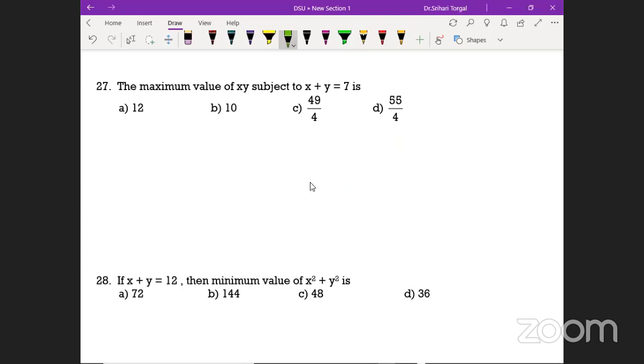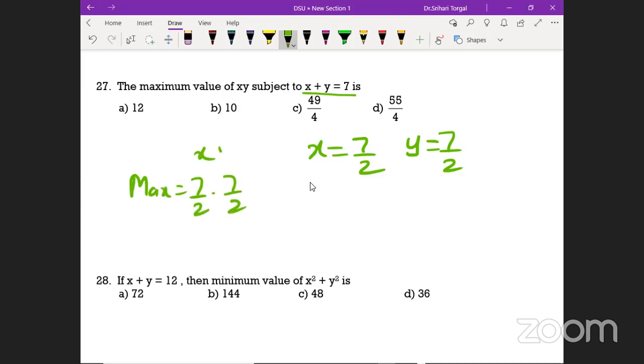Maximum value of x and y subjected to x plus y equal to 7. When they give you the sum, you have to take x and y as half of it. That is 7 by 2 and 7 by 2. What is the maximum value? It is 7 by 2 into 7 by 2 because we are concentrating on the product. It is 49 by 4 is the answer.